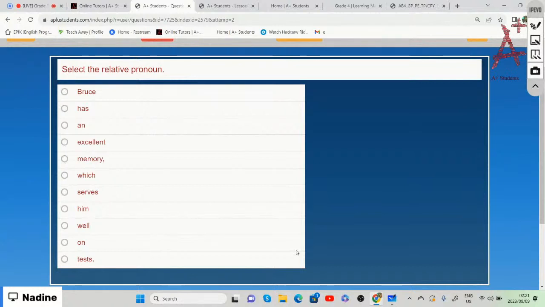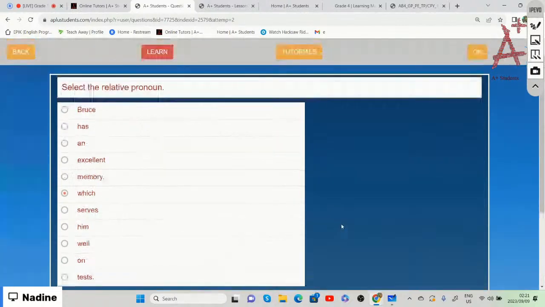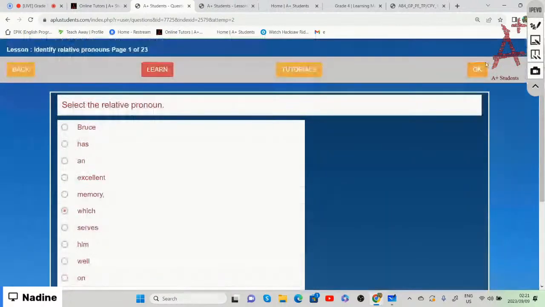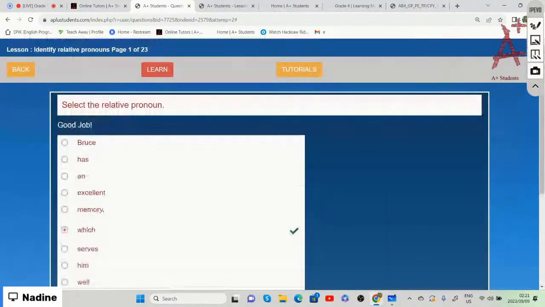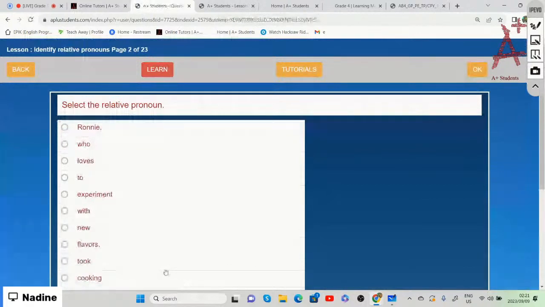And if we choose the relative pronoun, then which is the one? So which. So having a good memory is an advantage in that case.